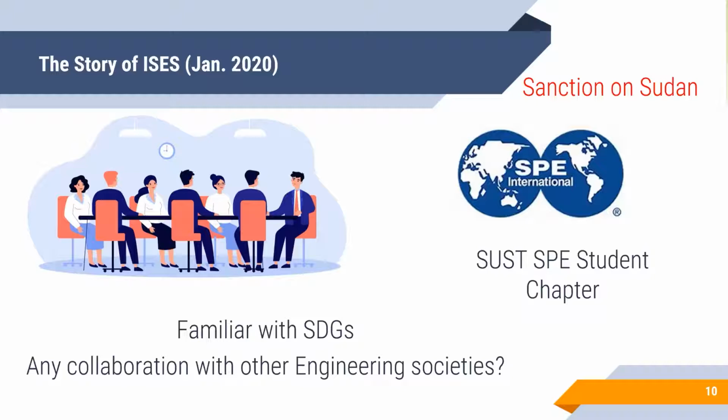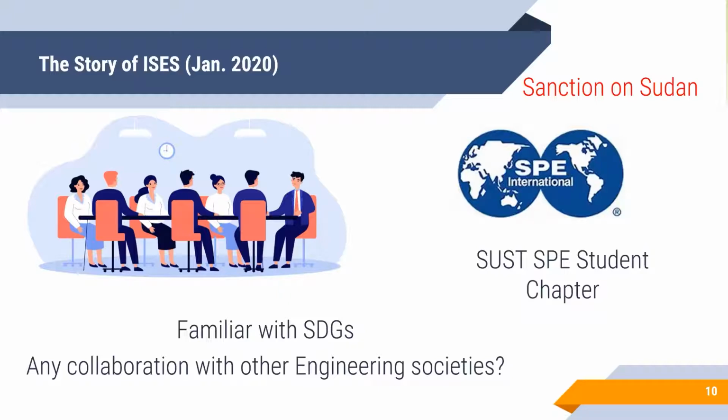And they started to ask me, what are SDGs? Well, we don't know. So I asked if they had heard about them. No, they don't know anything. And I asked them if they had any collaboration with other engineering societies at Sudan University of Science and Technology, and I found they don't know anything. They don't have any collaboration with any other society.